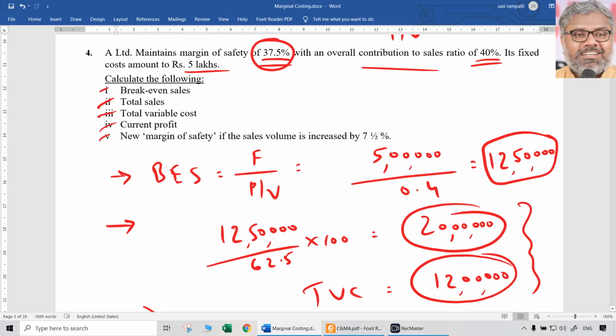Now, fifth question is asking something else new. New margin of safety if the sales volume is increased by 7.5%. Of course, when sales volume is increased and nothing else is mentioned, all remaining things are the same. We should not assume that this changed, that changed, everything changed. No. Sales volume changed means sales volume changed. Naturally, sales value also will change. Why? Because selling price will remain same.